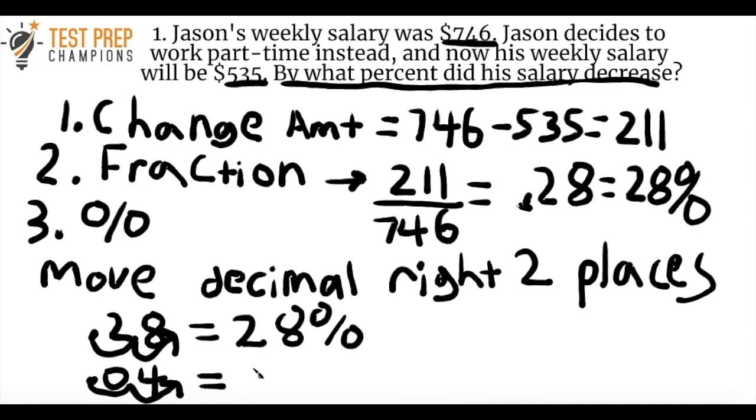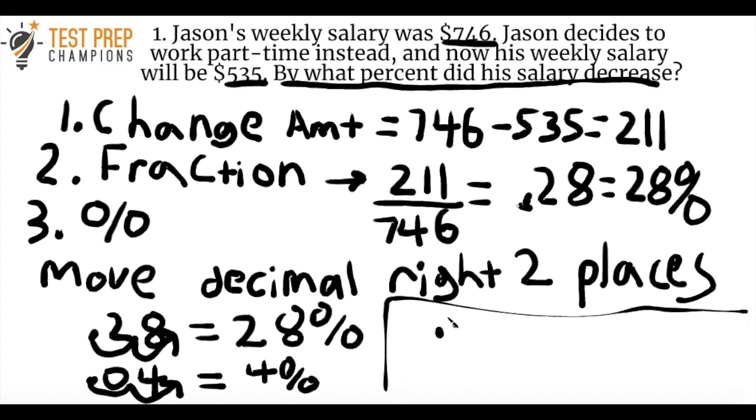So 0.04 is equal to 4%. Okay, and in some cases you might even need to add zeros in. So let's say that you've got this. Let me give you this little example here. So let's say we have 0.4 and I say express this as a percent.